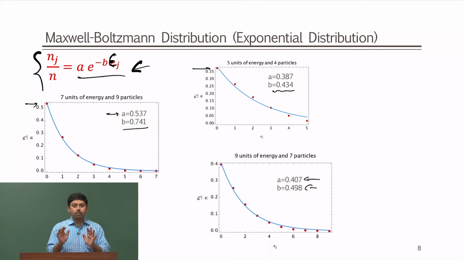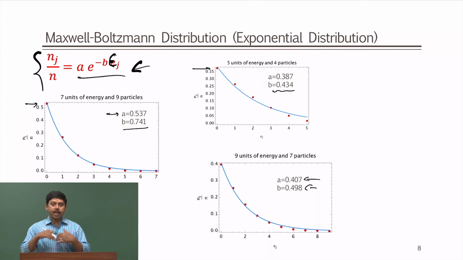So B is 1 by kBT, that is taken in order for the other thermodynamic constraints to be satisfied. But right now we have used B just as a fitting parameter, both A and B. So we see that for distinguishable particles, the statistics turn out to be Maxwell-Boltzmann like, which means that there is an exponential distribution.